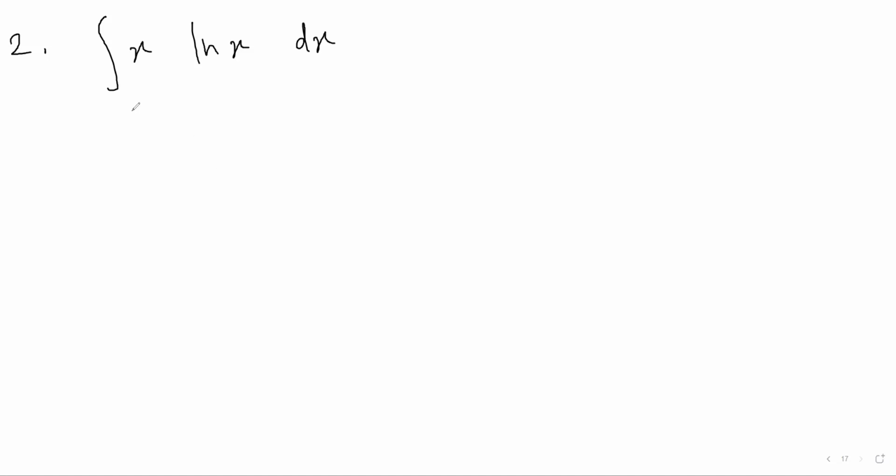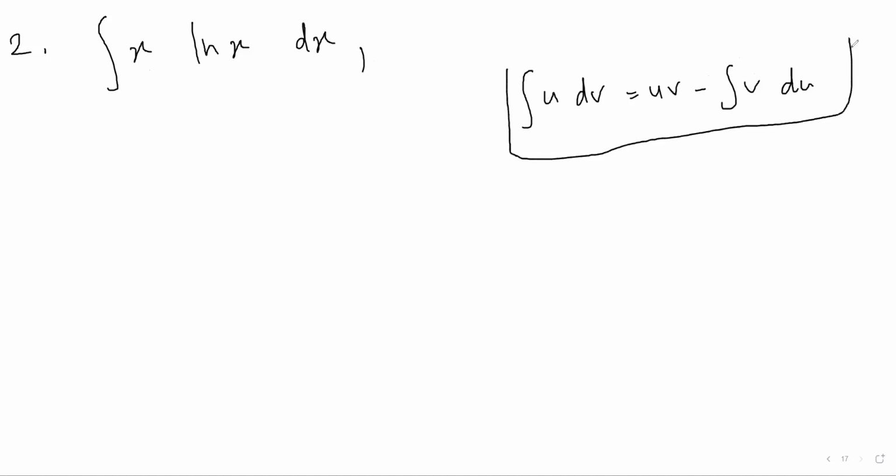Now for this one, guys, I'm going to write down the formula again. The formula for integration by parts is the integral of u dv is equal to uv minus the integral of v du. That's the integration by parts formula.